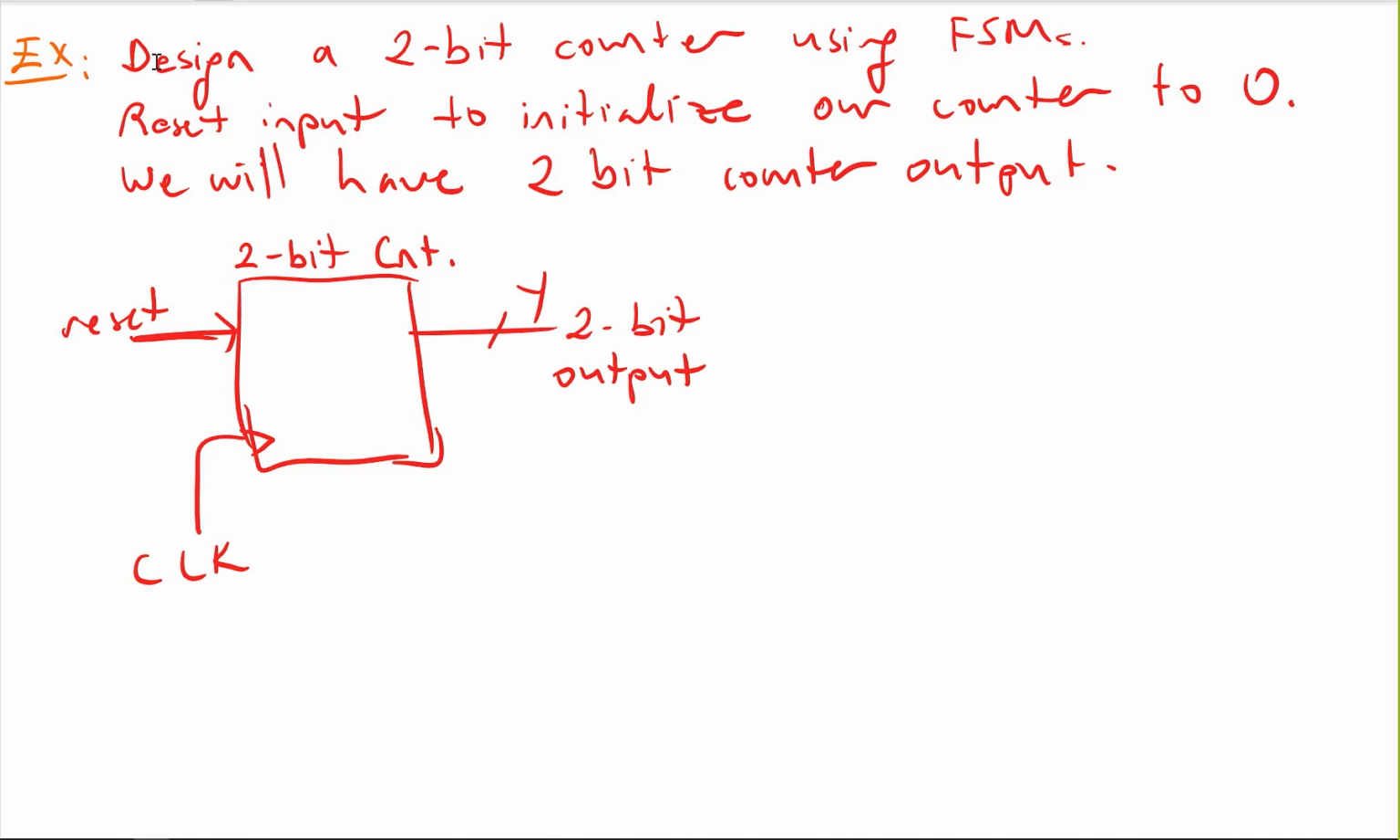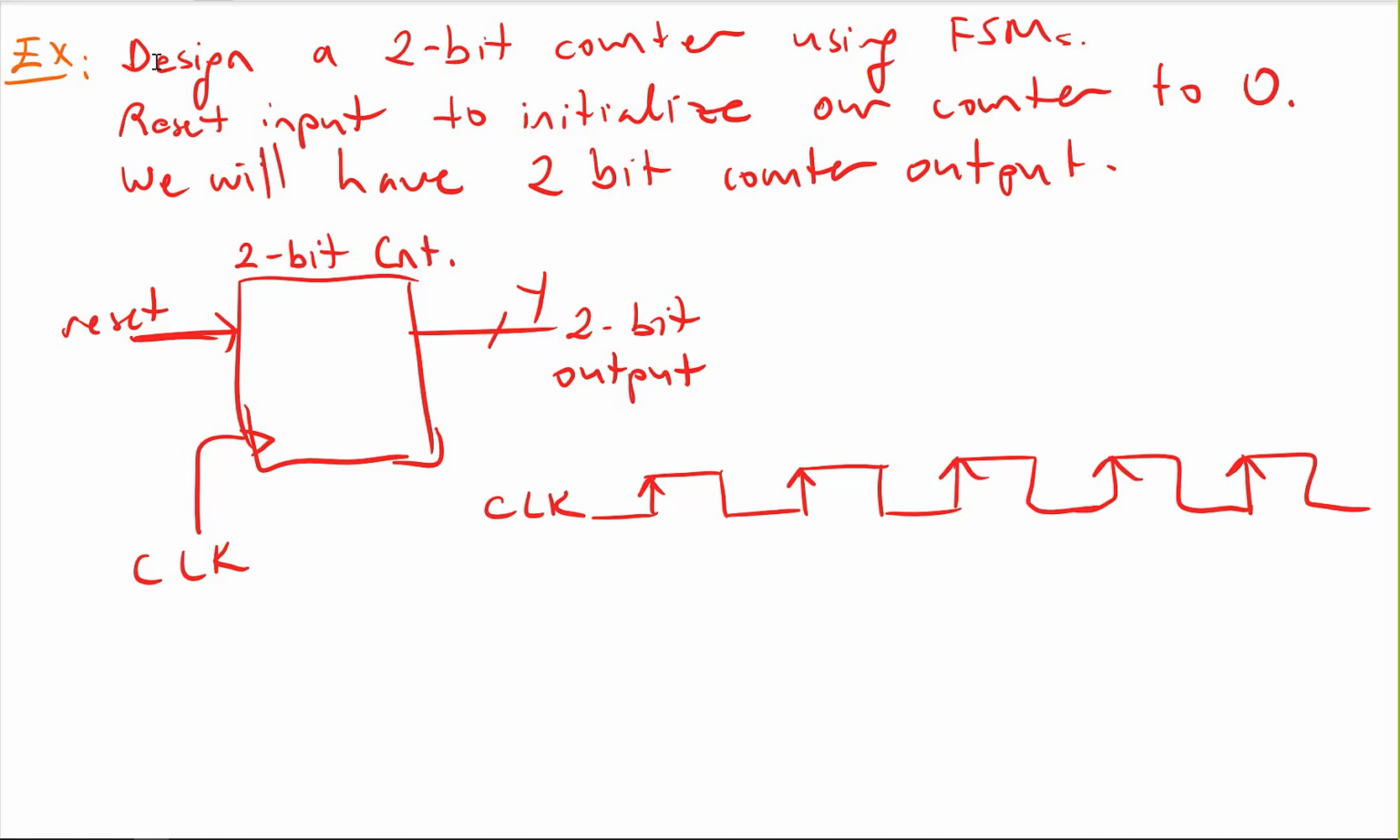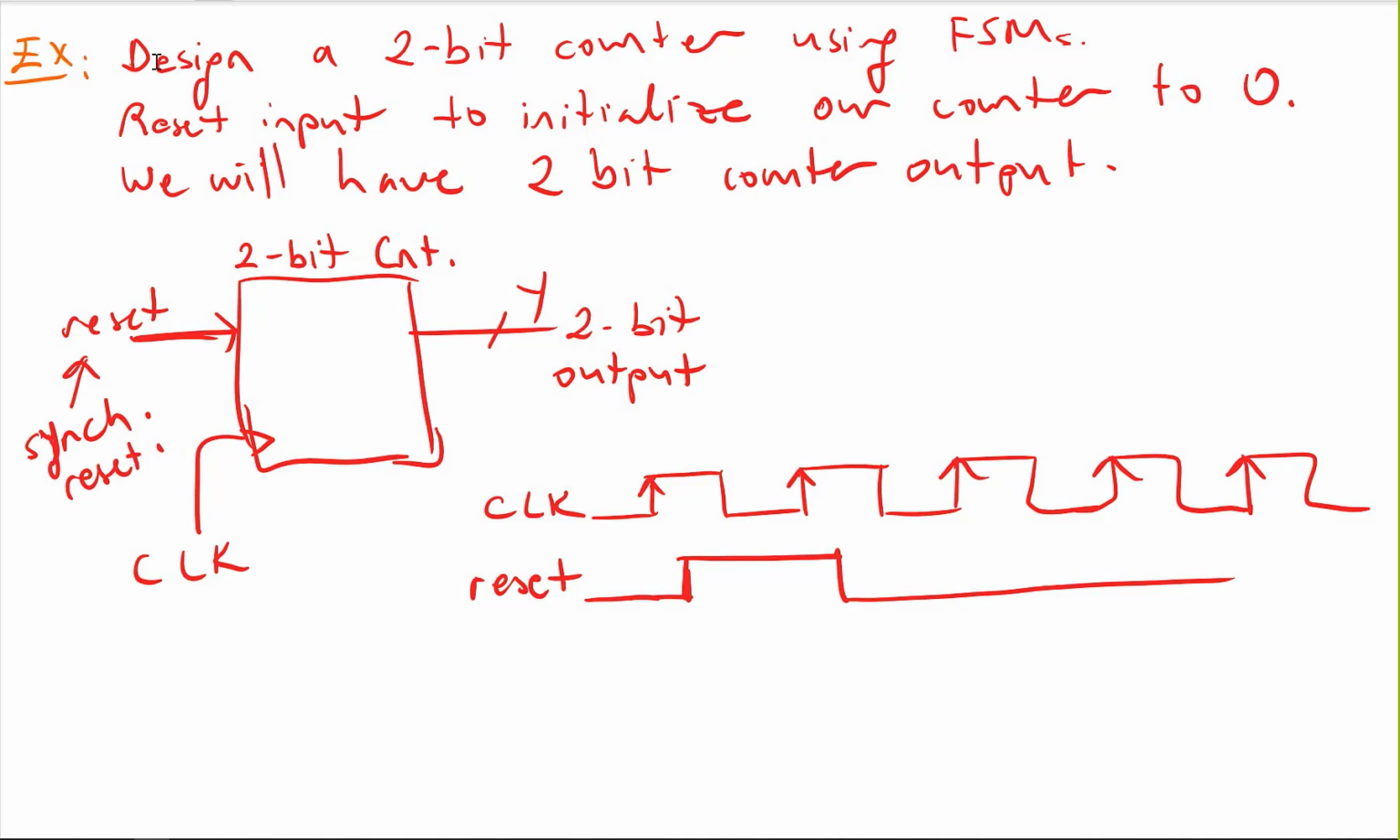So how will this counter work? We have this clock signal, right? Let's say we are using the rising edge, and this is my clock. And then I will also have a reset signal. Let's say this is an active high reset. So initially it is 0, and it will be high for some time, and then it will be low. Assume this is a synchronous reset, and then we will have our output Y.